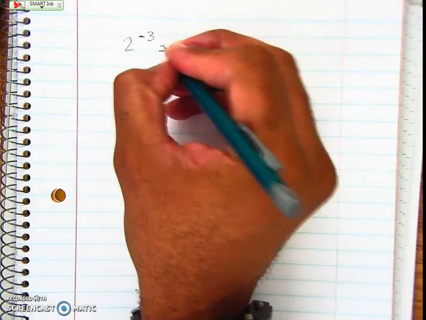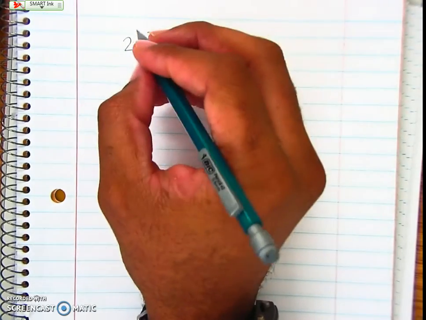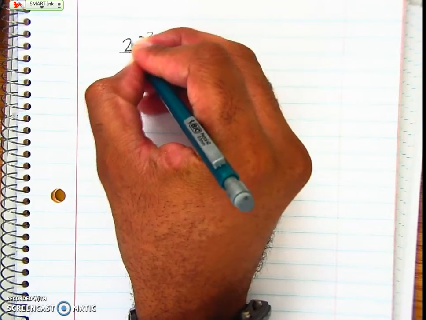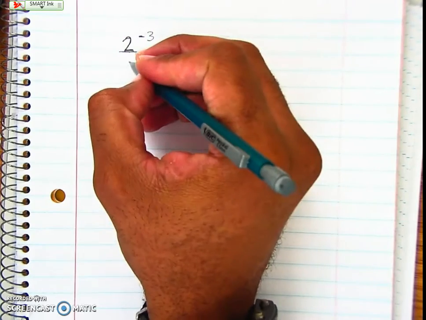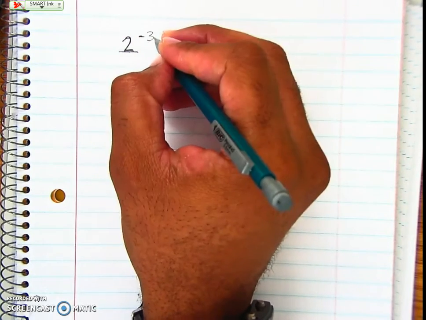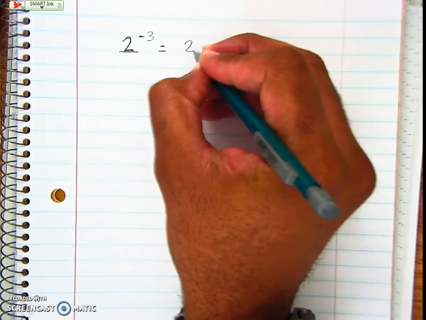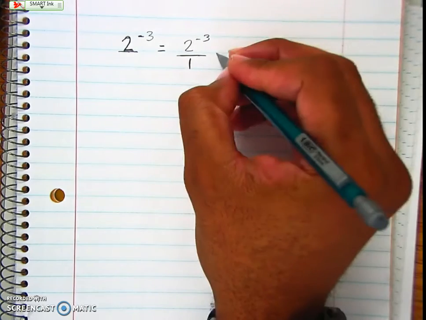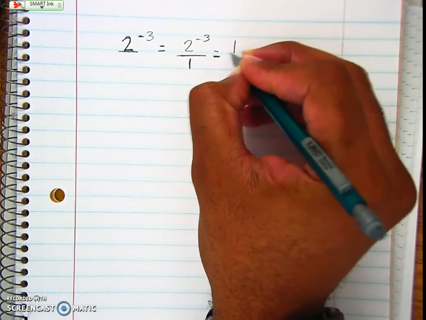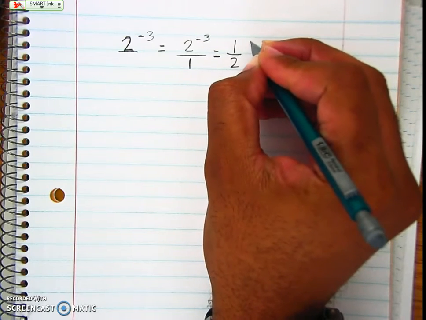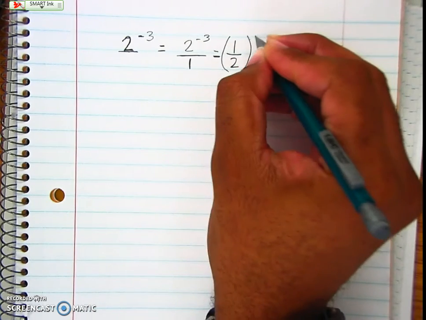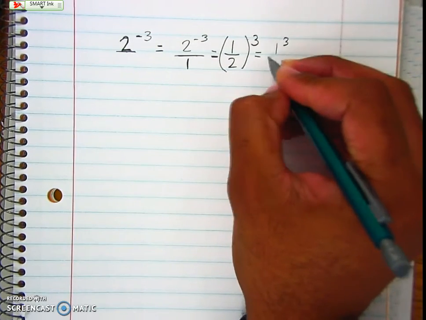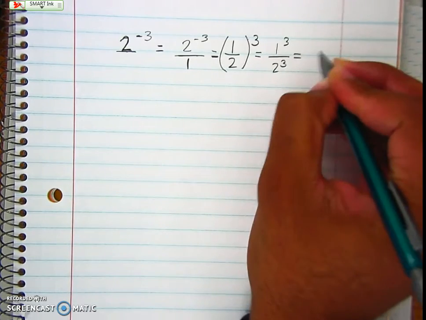First off, whenever we have a negative exponent, we must flip it to make it a positive exponent. Flip the base number, and this is our base right here. So we know 2 to the negative third is the original. I'm going to rewrite this as 2 to the negative third over 1, and again, we flip it to make it a positive exponent. We raise the whole thing to the third power. 1 to the third, and 2 to the third power, so we get 1 over 8.